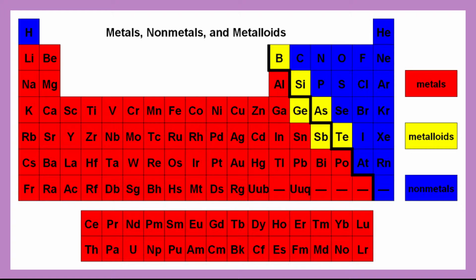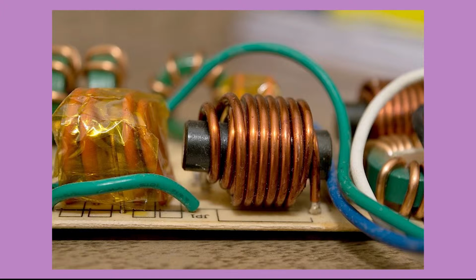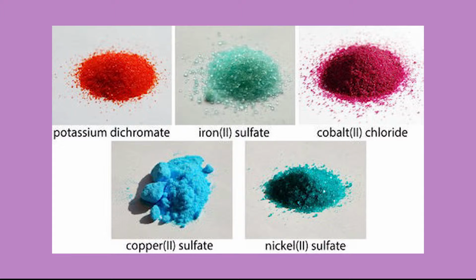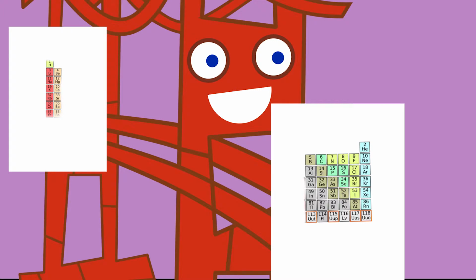The majority of the elements on the periodic table are classified as metals. Metals are elements that are good conductors of electric currents and heat. The metals in groups 3 through 12 are called transition metals. Transition metals are metals that form a bridge between the elements on the left and right sides of the table. One property of many transition metals is their ability to form compounds with distinctive colors.